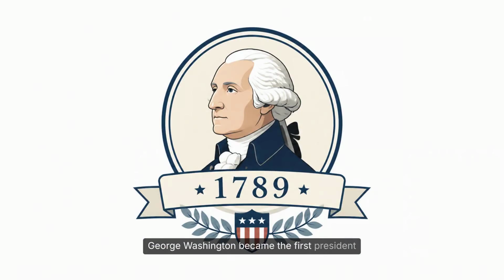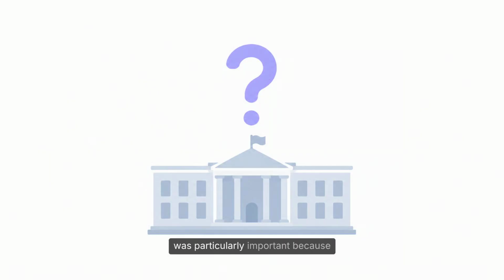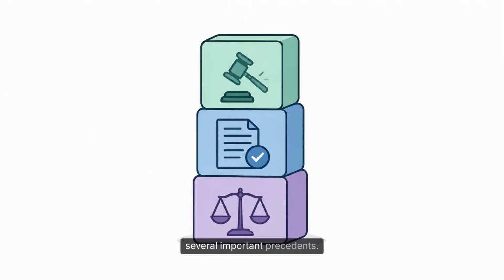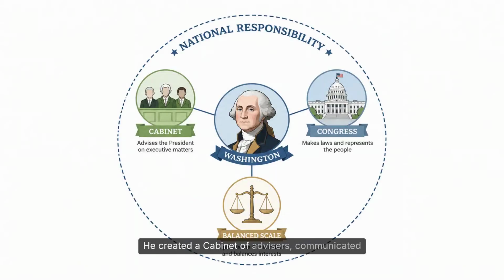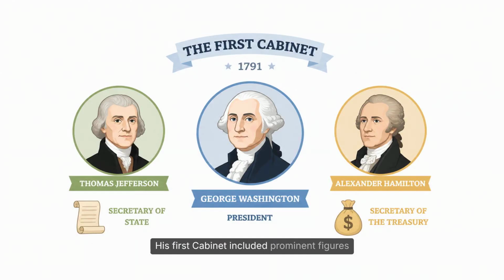The first generation of American leaders had to transform that framework into functioning institutions. George Washington became the first president of the United States in 1789. His presidency was particularly important because many features of the executive branch had not yet been clearly defined in practice. Washington helped establish several important precedents. He created a cabinet of advisors, communicated regularly with Congress, respected the constitutional division of powers, and presented the presidency as an office of national responsibility rather than personal authority. His first cabinet included prominent figures such as Thomas Jefferson, who served as Secretary of State, and Alexander Hamilton, who served as Secretary of the Treasury.